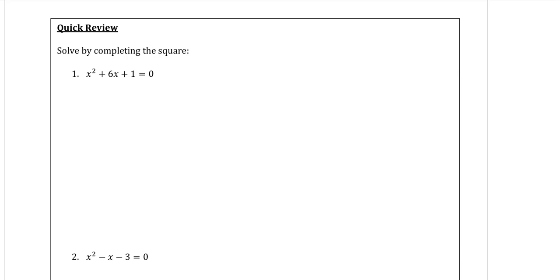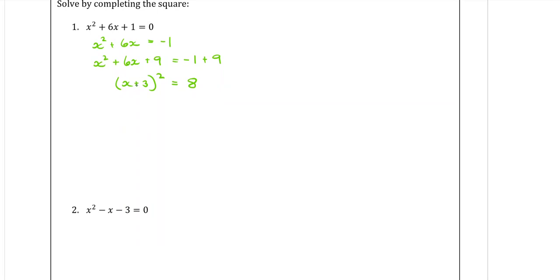So question number 1. The first thing we do is we keep the x squared and the 6x on the left-hand side, and we move the 1 across the other side, to make a negative 1. Then we complete the perfect square by halving the 6, which is 3, and squaring it. 3 times 3 makes 9, and adding 9 to both sides of the equation. That means that I have a perfect square on the left, which I can factorize to be x plus 3 in brackets all squared. And I can also simplify the right to be negative 1 plus 9, which is 8.